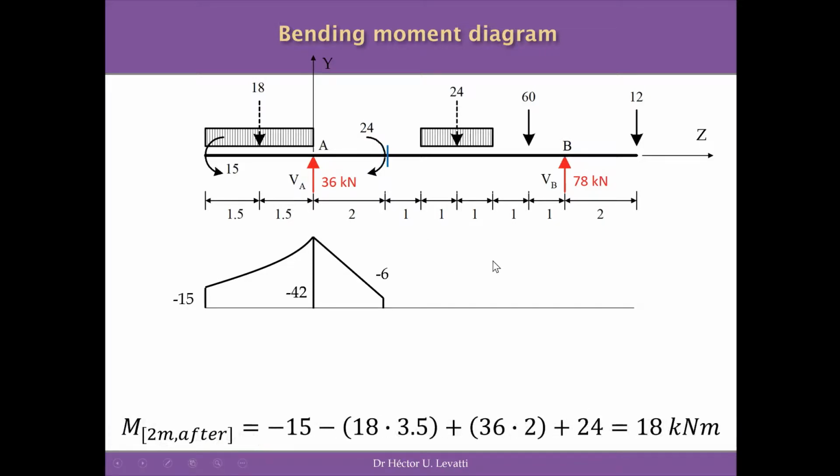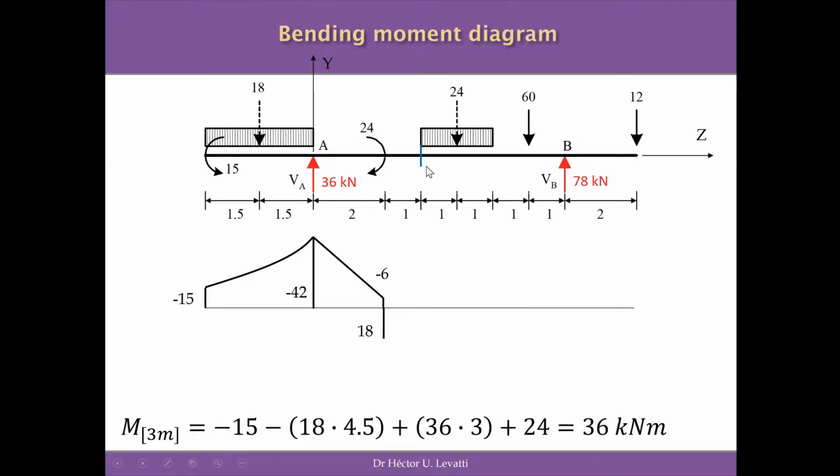If we go now to the cross-section exactly after the concentrated moment of 24 kilonewton per meter, we have to add to our equation of moments this 24. So basically, the moment at this new cross-section in blue is minus 15, minus 18 times 3.5 because it's anti-clockwise, plus 36 times 2, the moment produced by the reaction, and plus 24 because 24 is a positive moment and because it's clockwise. Doing the operation, we have 18 kilonewton per meter. We can sketch it at the bottom of the reference line because it's a positive moment, and we can continue the analysis to the next cross-section.